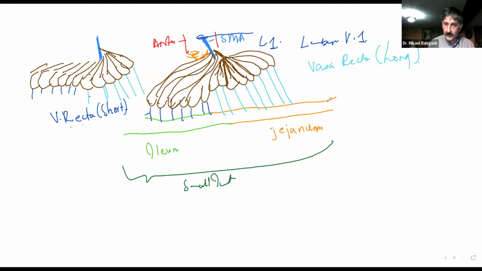So a big part of the alimentary canal, a big part of your midgut, its blood supply is pretty simple, as explained.